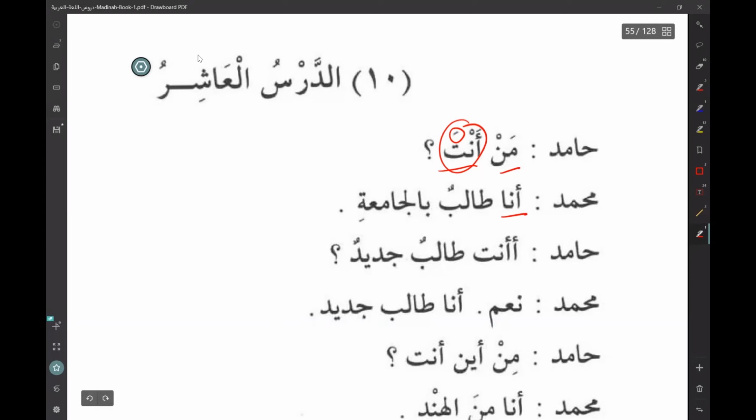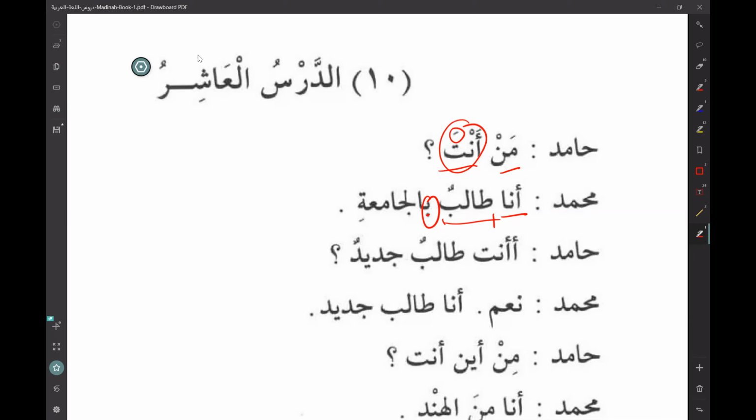Ana, here's another pronoun. So we're getting pronouns anta, ana. Ana is I am, talibun, a student. I'm a student, bil jamiati. We know what jamia is, right? Jamia is university. So we have B and we have alif lam, the university. So what is B doing here? B is kind of hard to translate, because in English we'll probably say I'm a student at the university. Maybe we will say at. We won't say with the university.